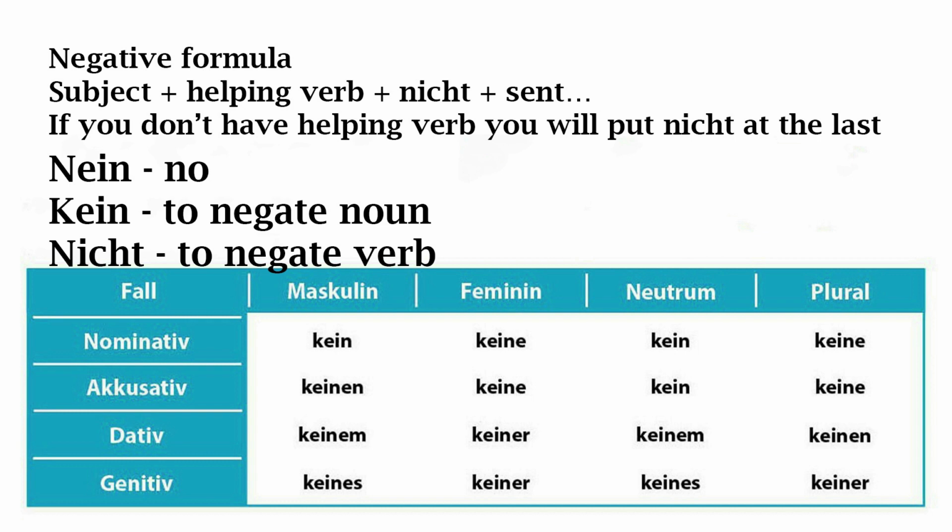Now, kein. Kein has its own table. Again the same pattern: nominative, accusative, dative and genitive; masculine, feminine, neutrum and plural. So, kein, keinen, keinem, keines. Kein, keinen, keinem, keines. Again, at slow time.